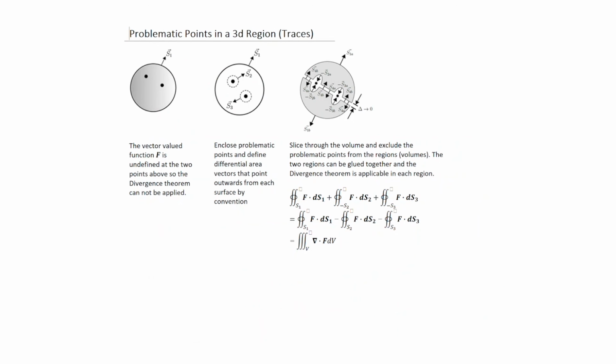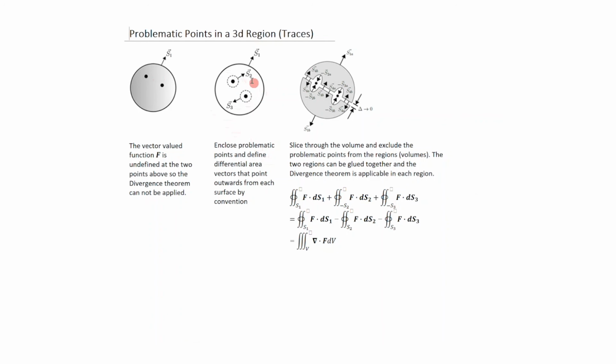And lastly, what about problematic points in a 3D region? Here I've shown just traces. So, for instance, you have a point here which you want to avoid, and a point here which you want to avoid. And so we have drawn circles around them. In actual reality, in a 3D diagram, this would be a hollowed out sphere and another hollowed out sphere, which encircle these points.